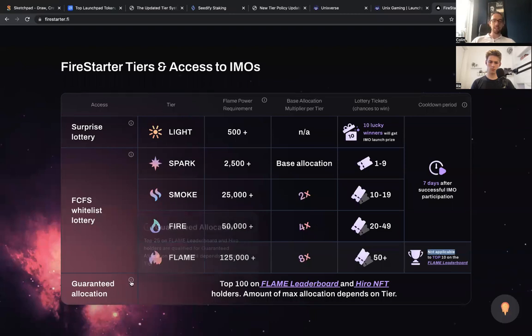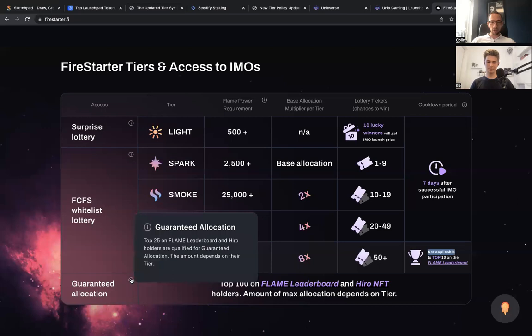But there is also guaranteed allocation. Top 100 on the Flame leaderboard and hero NFT holders, amount of max allocation depends on the tier. So you can get guaranteed, but then again it depends on your tier, which depends on all these powers and lottery tickets and pool weight, and don't forget your reset based on how many projects you can participate in. 5 different variables if it's not difficult enough.